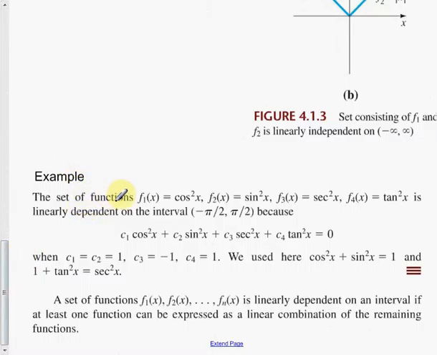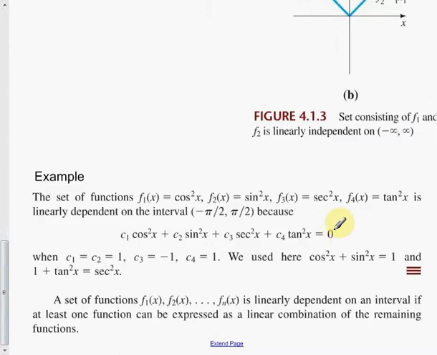Here's this example. The set of functions f sub 1 equals cosine squared x, f sub 2 equals sine squared x, f sub 3 equals secant squared x, f sub 4 equals tangent squared x. Here they're said to be linearly dependent on this interval, because if I take the linear combination of all these functions with some coefficient in front, c sub 1 times cosine squared plus c sub 2 times sine squared plus c sub 3 times secant squared plus c sub 4 times tangent squared, equal to 0.